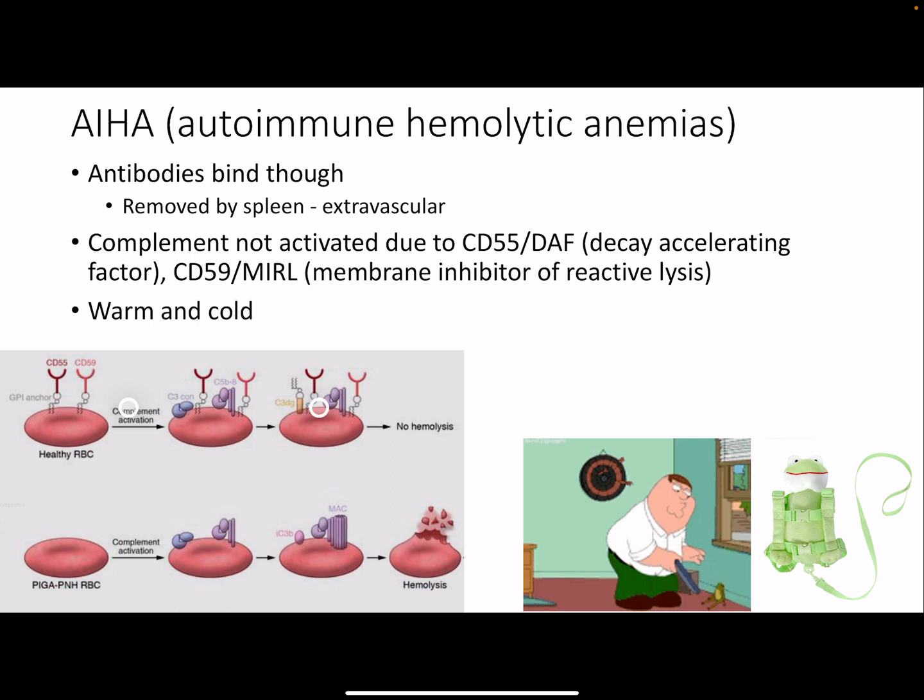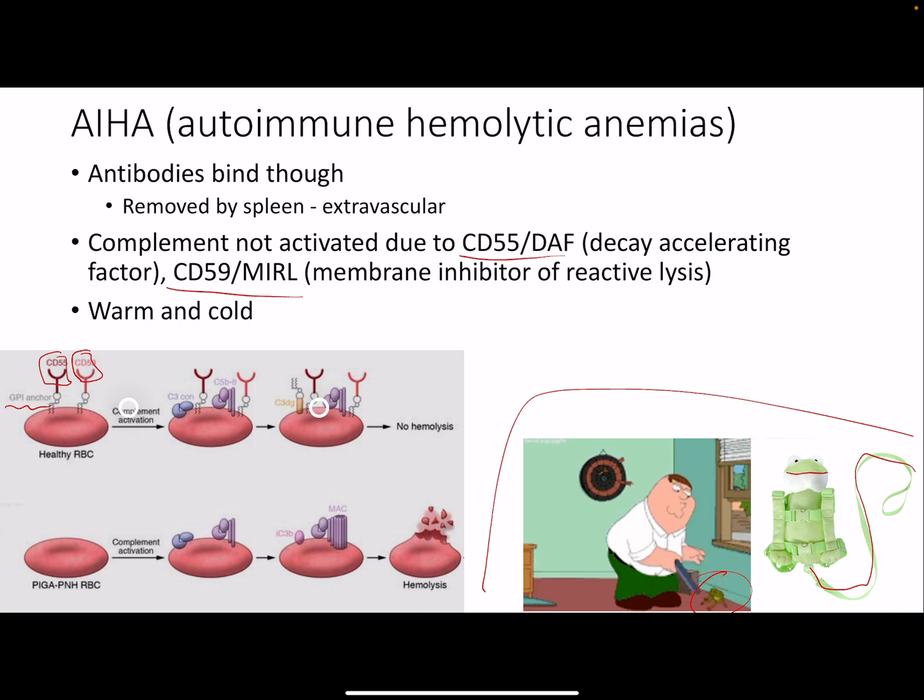So autoimmune antibodies will bind and they'll typically be removed by the spleen. Remember that it's hard to grab onto this frog, but if we put this leash on it, it's easier to grab. The leash is the complement protein C3, which macrophages can grab onto more easily. Commonly this will then be in the spleen, where the macrophages can grab onto that antibody and C3 and get rid of it. Red blood cells are typically immune from our complement system because they have CD55, also known as DAF, and CD59, also known as MIRL, which inhibit complement activation. We see them here, CD55 and CD59. Notice that they are anchored by a GPI, which will come back into play later.